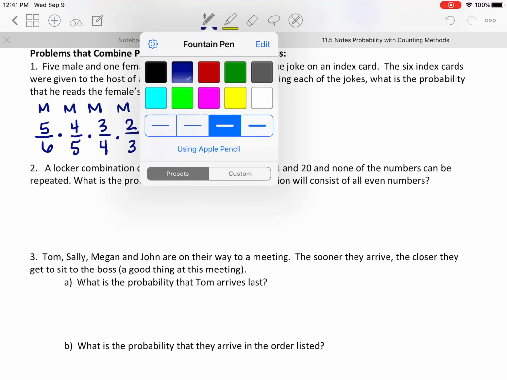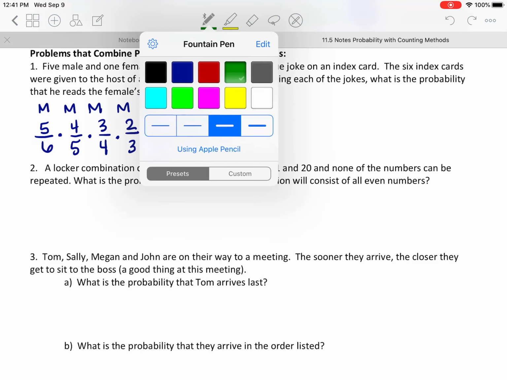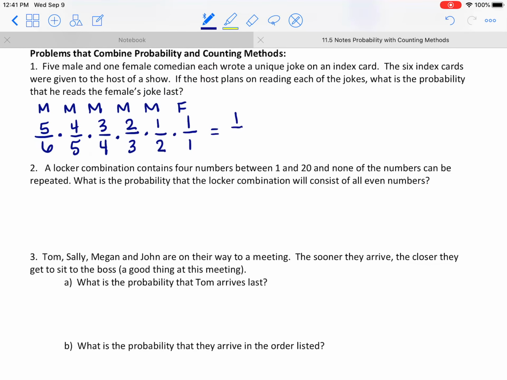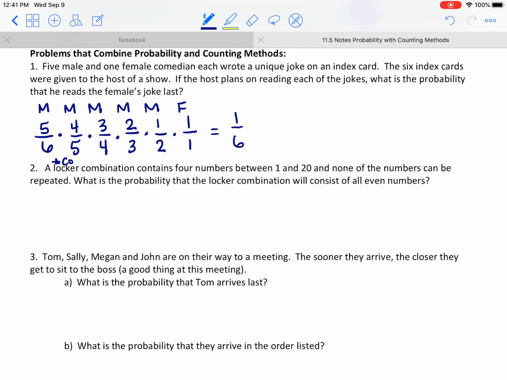Now that could all be typed into Desmos, but hopefully you're seeing where we can cross-reduce some things here. And so what's going to be left is 1/6 for our answer. I don't want to confuse anybody. You could definitely put that in a calculator, but you're going to end up with 1/6. Okay, so this is the counting principle option.